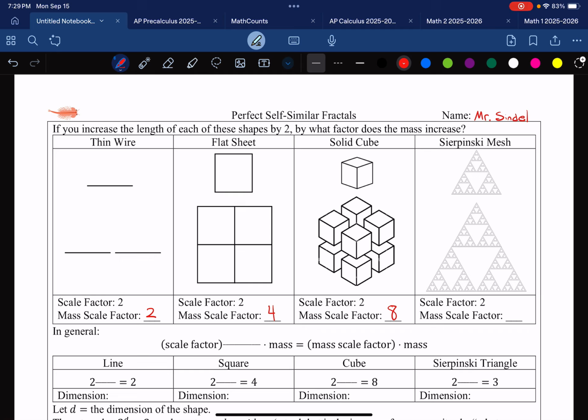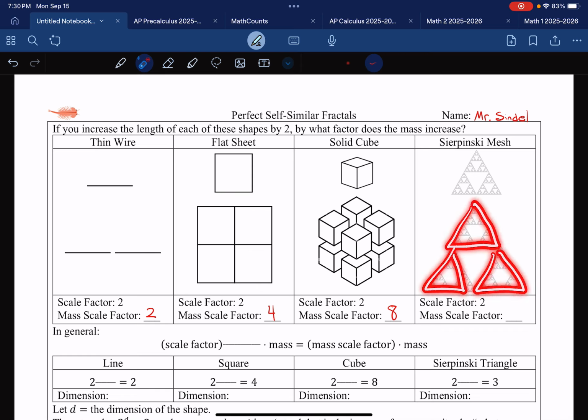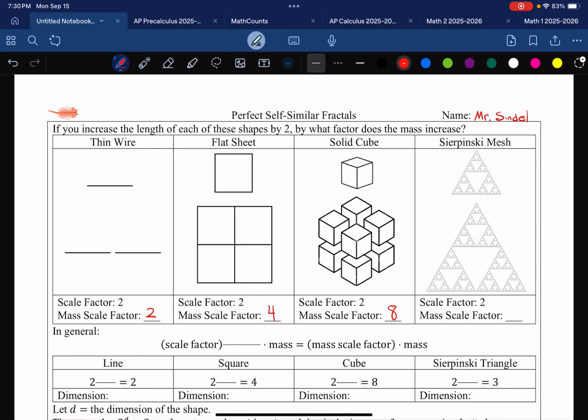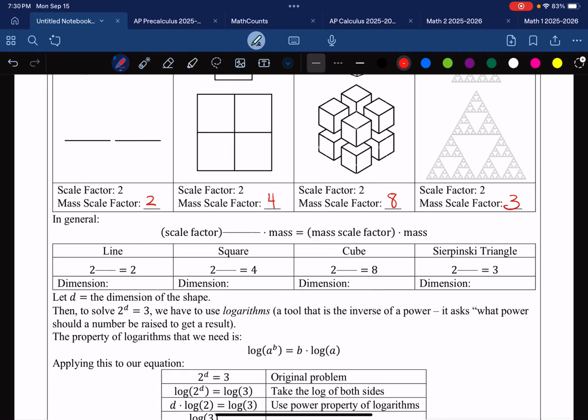And then what about for a Sierpinski mesh? For a Sierpinski mesh, again, I have 1 side length, and now I have 2 side lengths. So again, my scale factor is still 2. For the mass scale factor, I have 1, 2, 3 of those original triangles, so I have multiplied it by 3. So this is actually really interesting.